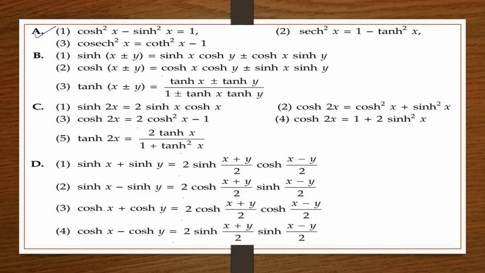Like for circular function, cos square x plus sin square x is 1, but here we have negative. Okay, so this was all about this lecture. So in next lecture we'll do one question based on this circular and hyperbolic functions and their relationship.